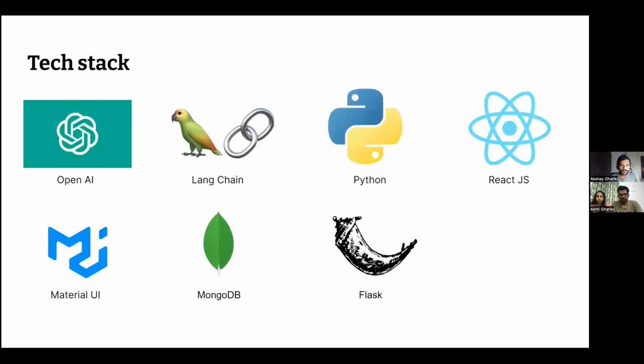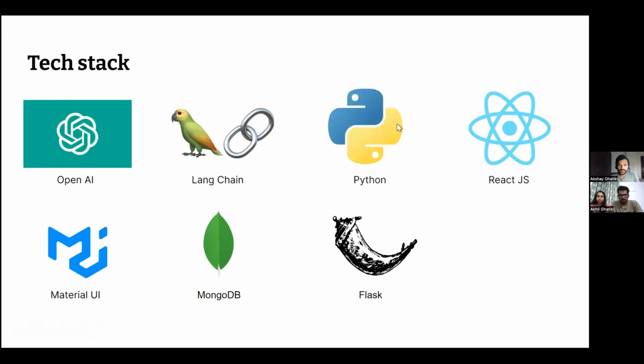And coming to the tech stack, we have used the OpenAI LLM models. The one LLM model that we have used is GPT 3.5 Turbo, and the other one is text-embedding-ada, which is used for creating the embeddings. And LangChain is a framework that we have used to connect to our OpenAI models.